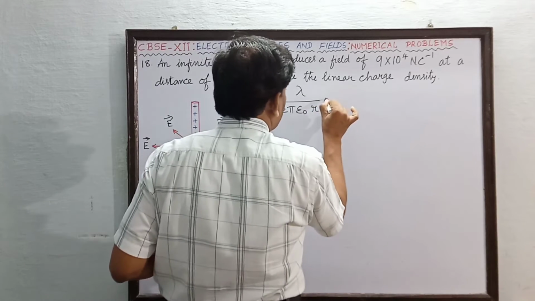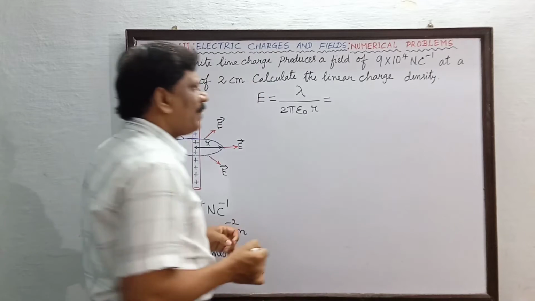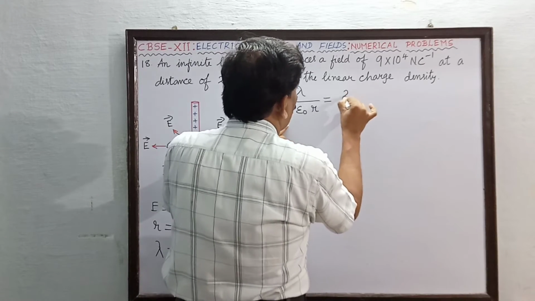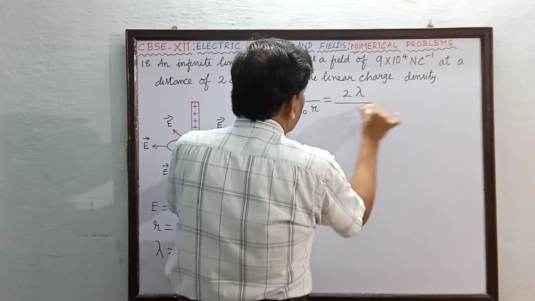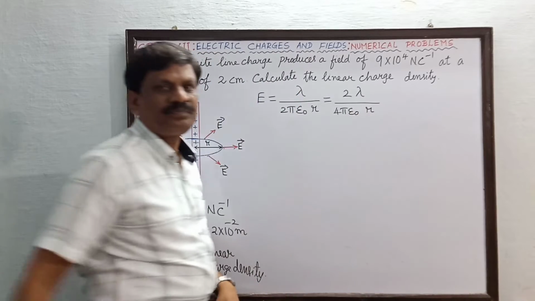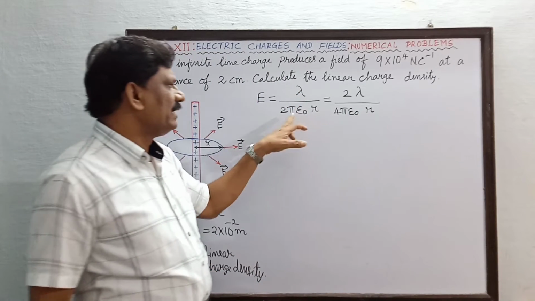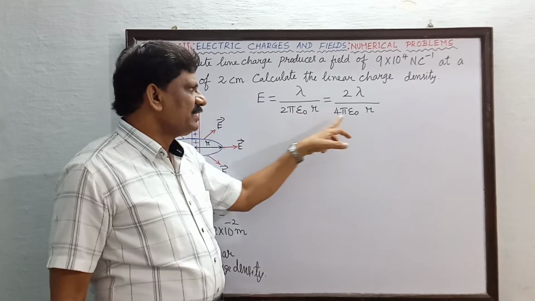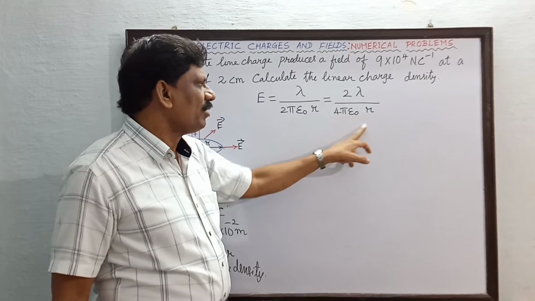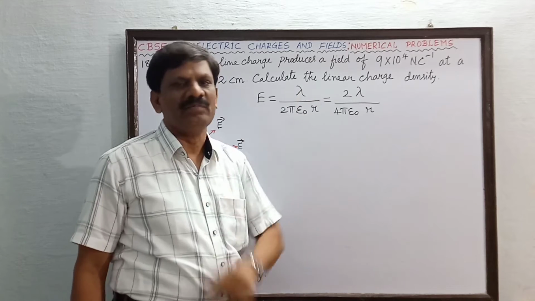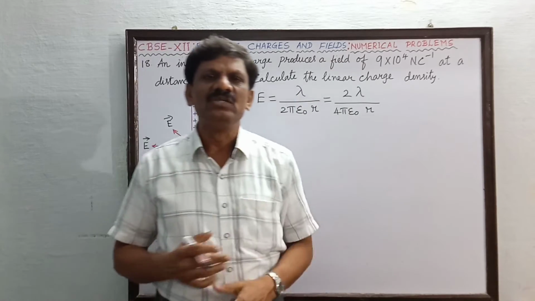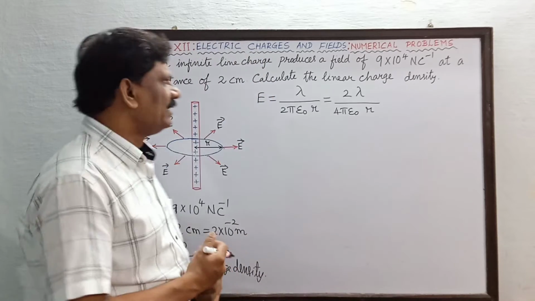Now I can modify this by multiplying and dividing by 2. This becomes 2 lambda divided by 4 pi epsilon naught into r. It is always better to have pi into epsilon naught with a prefix 4, then the value of 4 pi epsilon naught can be easily remembered. 4 pi epsilon naught, what is its numerical value? It is 9 into 10 power 9.